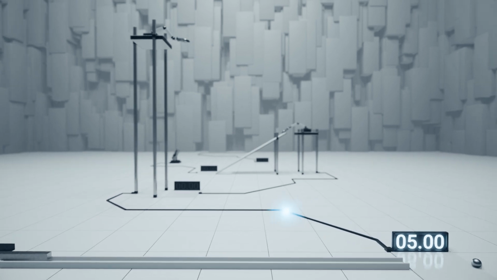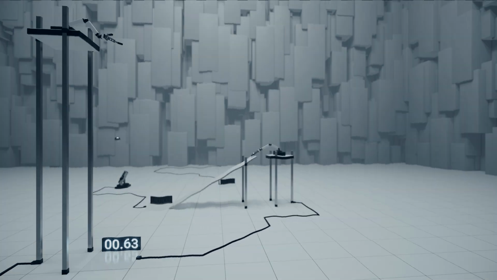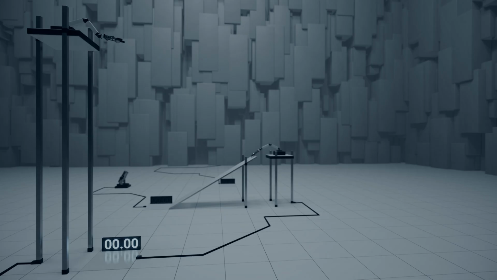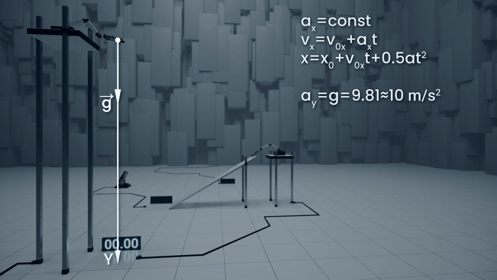Now let's move on to uniformly accelerated motion. The simplest example of such motion is free fall. We start measuring time from the moment the object begins to fall. The origin of the coordinate system is set at the position where the object is at that moment. The y-axis is directed downward. The equations for uniformly accelerated motion are as follows. The acceleration due to gravity is 9.81 meters per second squared, which is approximately 10. The initial velocity of the object is 0, and the initial position is also 0.